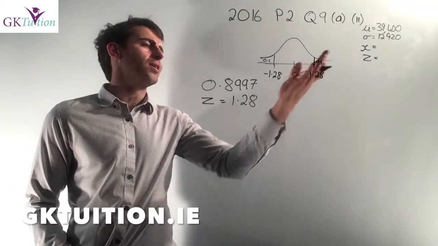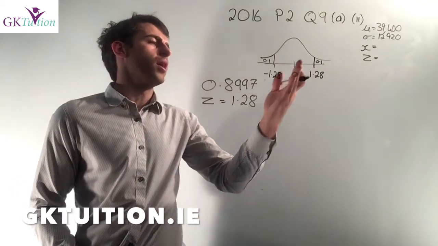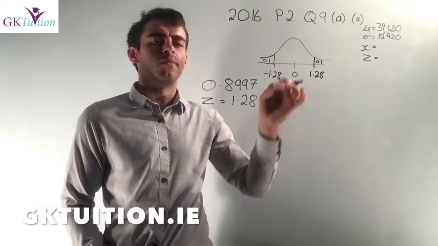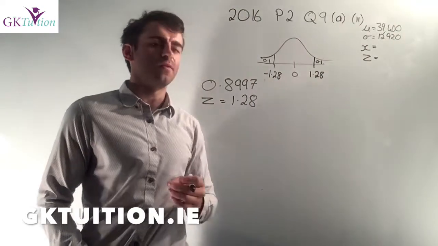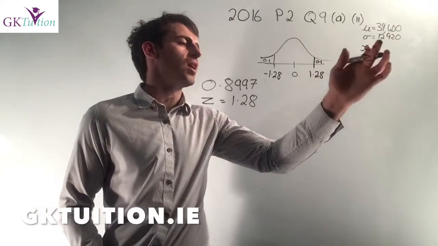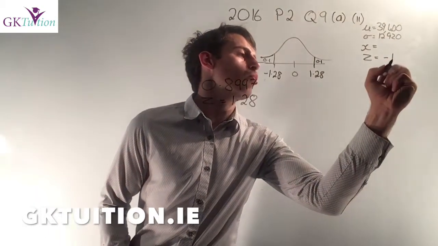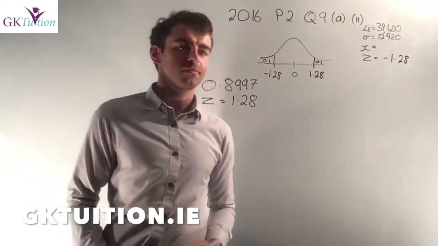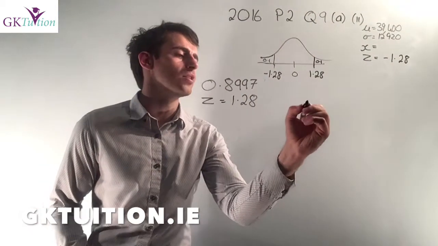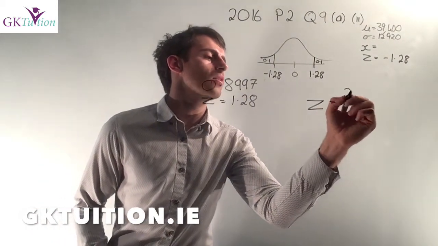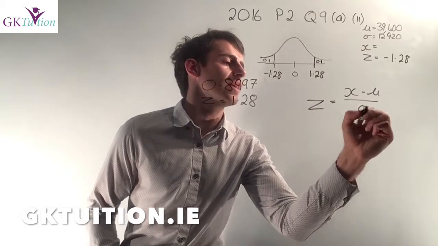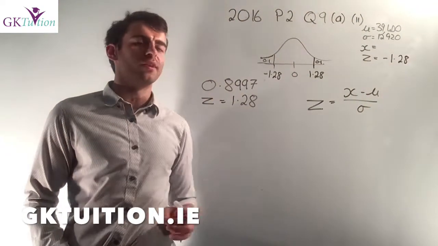So with that in mind, let's just consider what we know. I know that the mean of the normal distribution is 39,400. I know the standard deviation is 12,920, and I know that Z is minus 1.28. So if you just look back to your standardizing formula, my standardizing formula is given as this. I've got 4 variables in this formula.